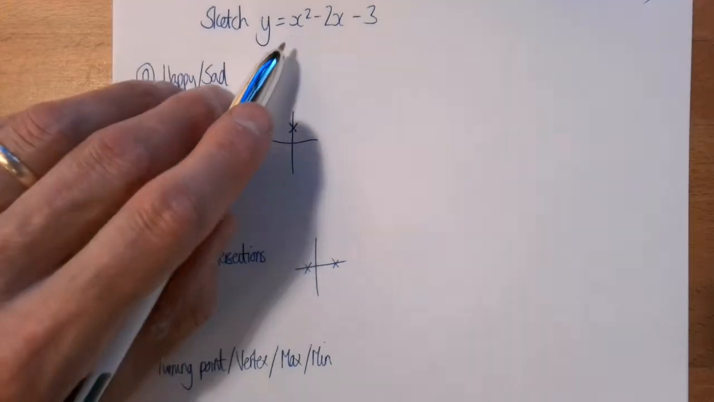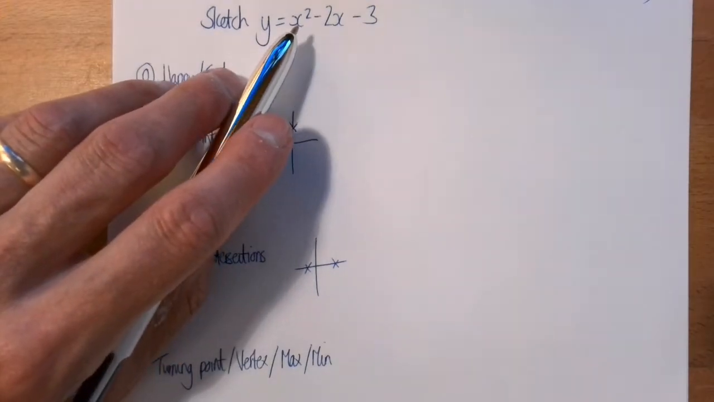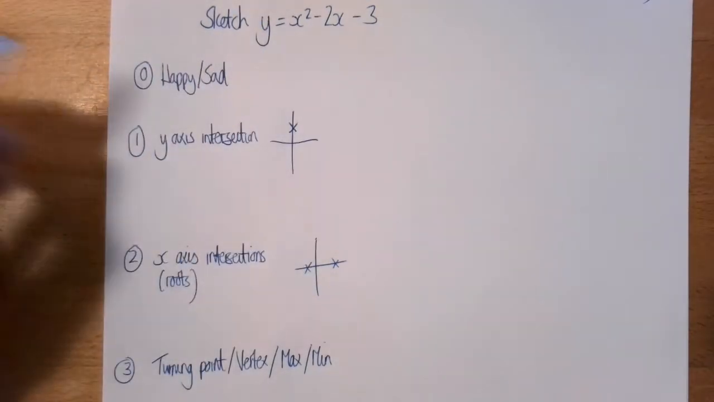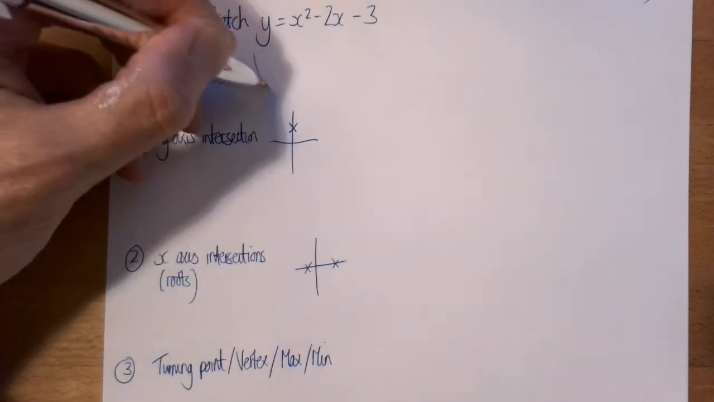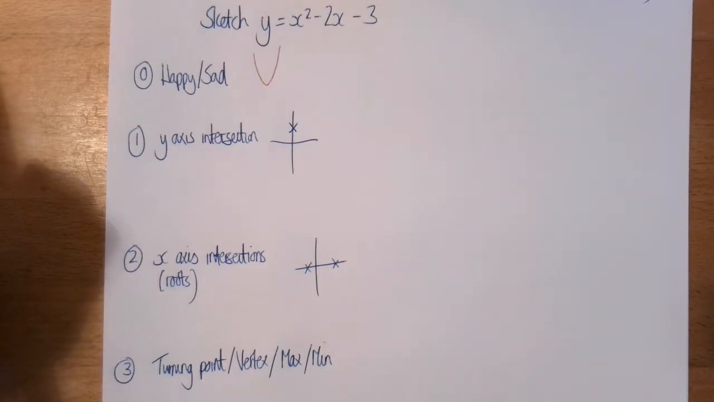So the first question is, what sort of graph have we got? We know that quadratics are always parabolas. Is it happy or sad? Well, we have a positive x squared, so that means we've got a happy quadratic.